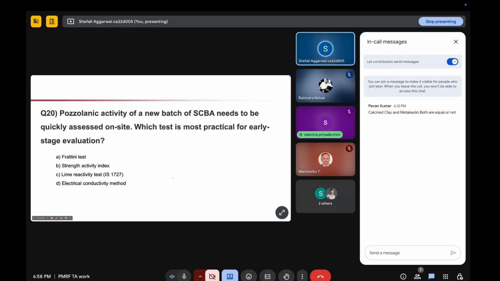The last question is, the pozzolanic activity of a new batch of SCBA needs to be quickly assessed on site. Which test is most practical for early stage evaluation? Fraternity test, strength activity, lime reactivity, or electrical conductivity? Since we didn't cover the test, I will tell the answer. It is mostly the electrical conductivity test for site. Since it is about pozzolanic activity on site, we will do the conductivity test because these three are mainly lab-based tests. Okay.